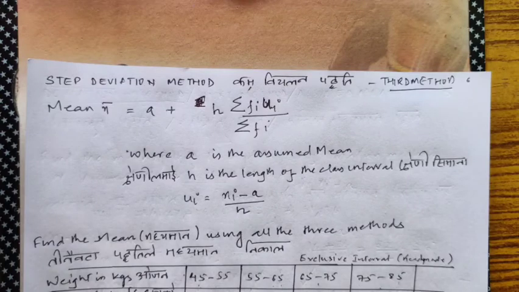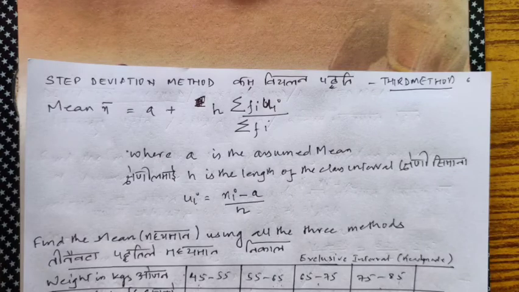You can pause the video, copy down this formula or take a screenshot. Mean x bar equals a plus h, summation fi ui by summation fi. Oh my god, something new, ui. Relax. Where a is your assumed mean, we all know that. H is the length of the class interval. I'll explain what that is. And ui is xi minus a by h. I'll explain everything when we do the question.